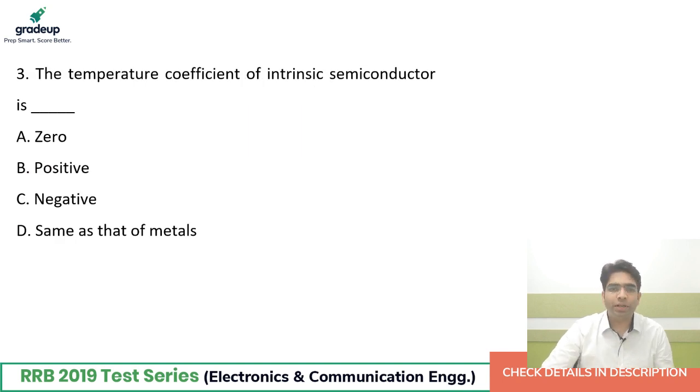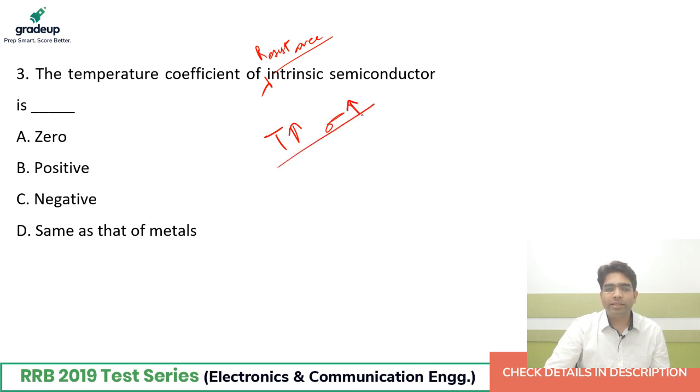The temperature coefficient of intrinsic semiconductor is. What is the temperature coefficient of intrinsic semiconductor? It should be the temperature coefficient of resistance. As temperature increases, conductivity sigma increases and resistivity decreases. So it is a negative temperature coefficient. As temperature increases, resistivity decreases, so it is negative. Correct.